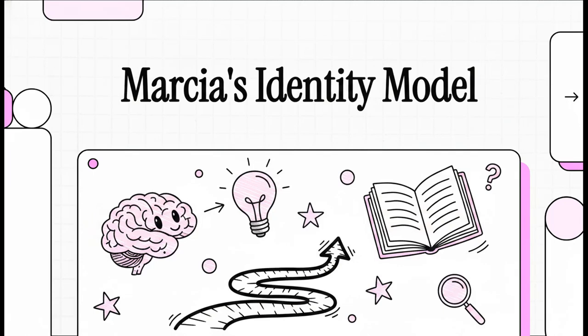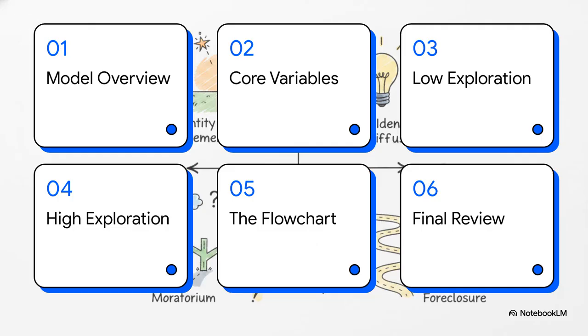If you're looking at James Marcia's identity statuses right now and thinking, wow, that is a lot of terminology, well, take a deep breath. I'm here as your academic mentor today, and consider this your personal supportive study session. We're going to turn this theoretical framework into something you can easily visualize, remember, and actually apply, so you're fully prepped for your exam. We've got a solid game plan today. We'll start with a model overview, hit the core variables, dive into low and high exploration, tackle that flowchart, and wrap up with a final review. Let's get right to it.